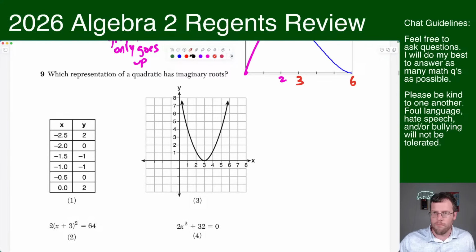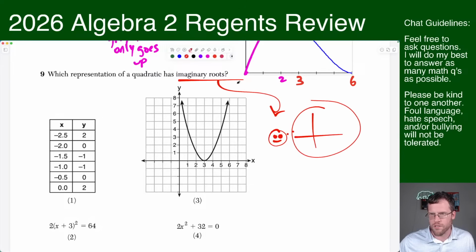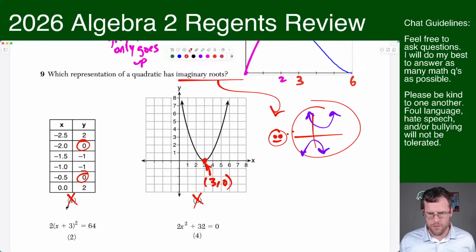Okay. So imaginary roots, which quadratic has imaginary roots? What I imagine is the graph does not hit the x-axis. So if you have a quadratic like this, or even like this, the graph doesn't hit the x-axis, the roots are imaginary. So when you do hit the x-axis though, what happens is you have a y value of 0. So this answer choice is out because y equals 0 at x equals 3. And then over here, see we get a 0 here and here, and this one's out.